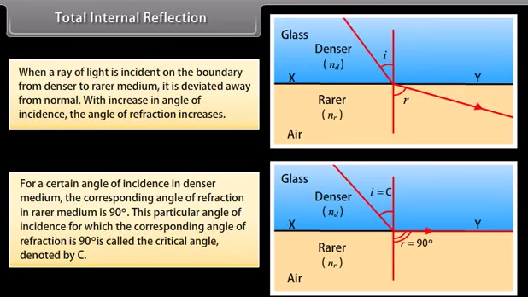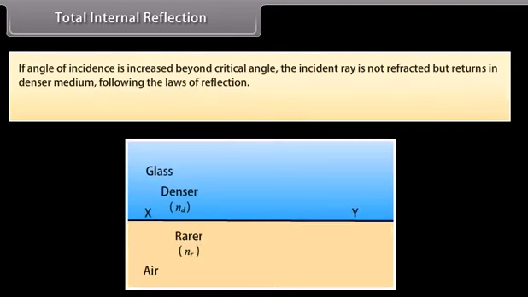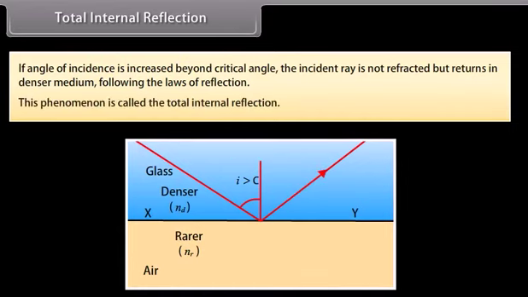This particular angle of incidence, for which the corresponding angle of refraction is 90 degrees, is called the critical angle, denoted by C. If angle of incidence is increased beyond the critical angle, the incident ray is not refracted but returns in denser medium following the laws of reflection. This phenomenon is called the total internal reflection.